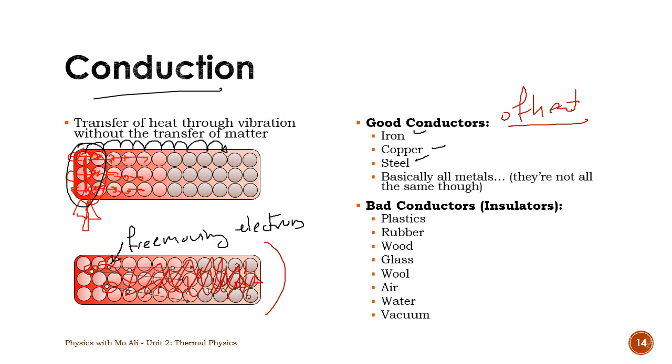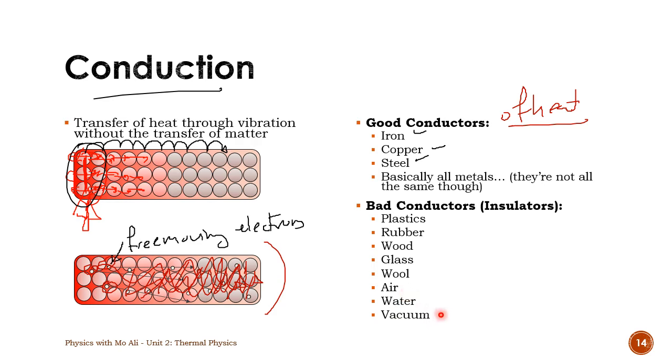What are examples of bad conductors? Well, that's another easy one. Plastic, rubber, wood, glass, basically non-metals, wool. All of these are bad conductors of heat, which we also call insulators. But three things to note. Air and water are really bad conductors. They do not conduct heat very well. They transfer heat through convection, which we will see in a bit, but they're not good conductors, okay?